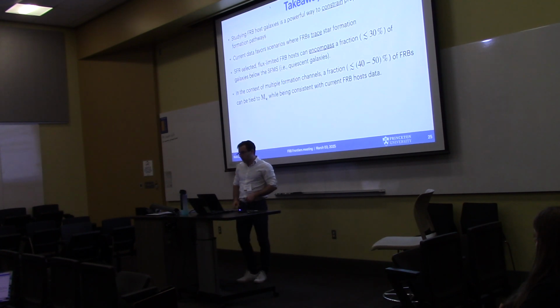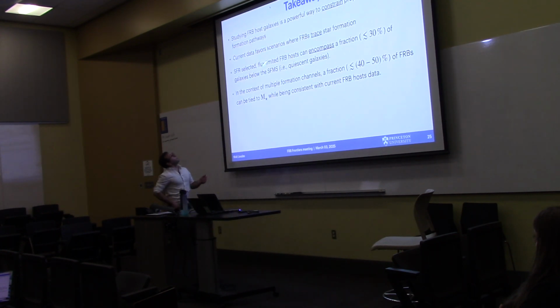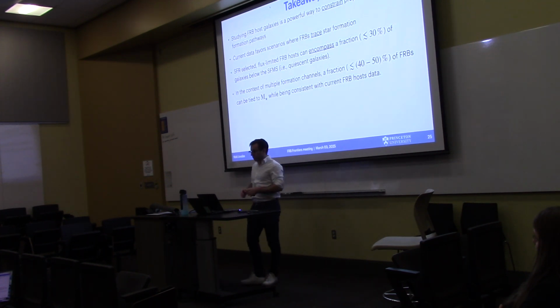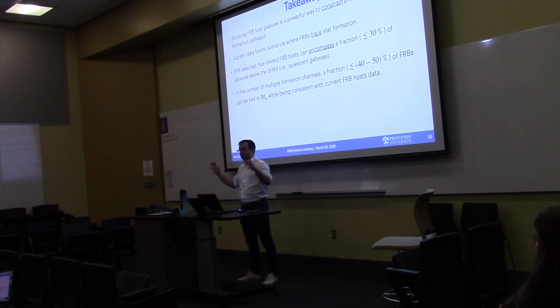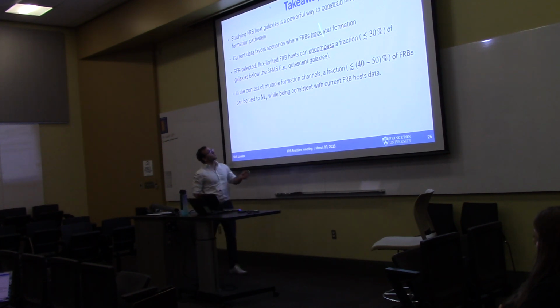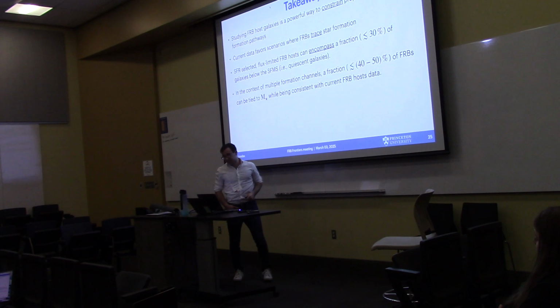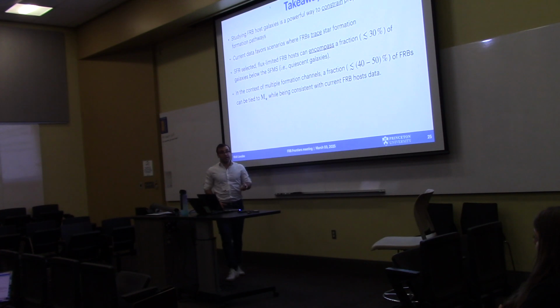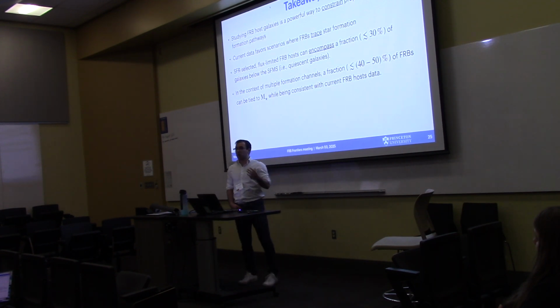One minute? Okay. So the main takeaways are that studying FRB host galaxies is a powerful way to constrain the proposed FRB formation pathways. The current data favors scenarios where FRBs trace star formation, such as the young magnetar emission model, where the magnetar has been formed through core collapse of a massive star. The SFR-selected flux-limited FRB hosts can still contain a fraction of up to 30% of galaxies below the star-forming main sequence, in other words, quiescent galaxies. And if you consider multiple formation channels, then a fraction of 40 to 50% of FRBs can be tied to stellar mass while still being consistent with current FRB host data within 2 sigma.